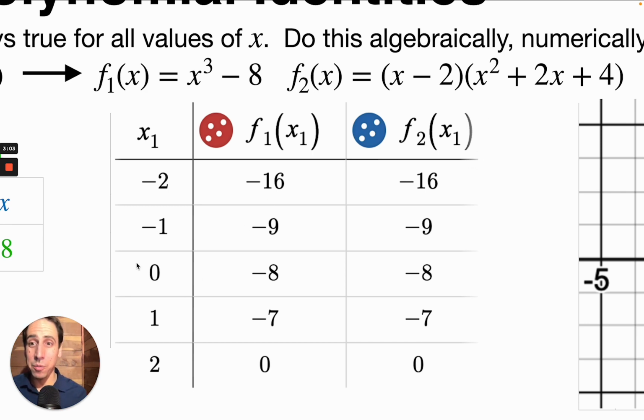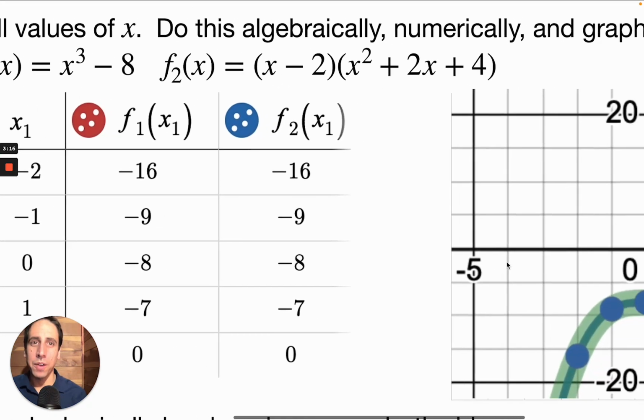Turns out, it doesn't matter what values we choose for x, they're all going to be solutions. So we're going to get a whole bunch of solutions. It doesn't matter what value of x you choose. The left side is always going to equal the right side.